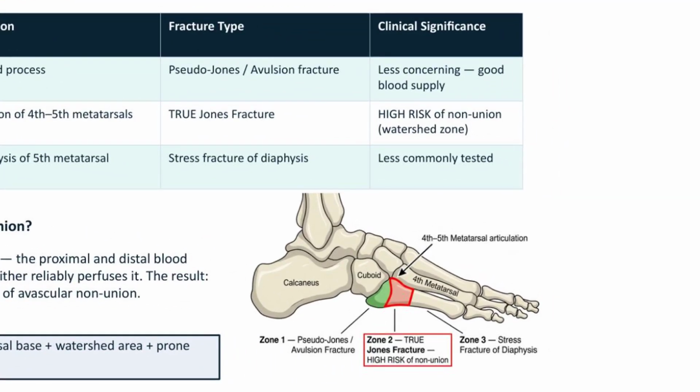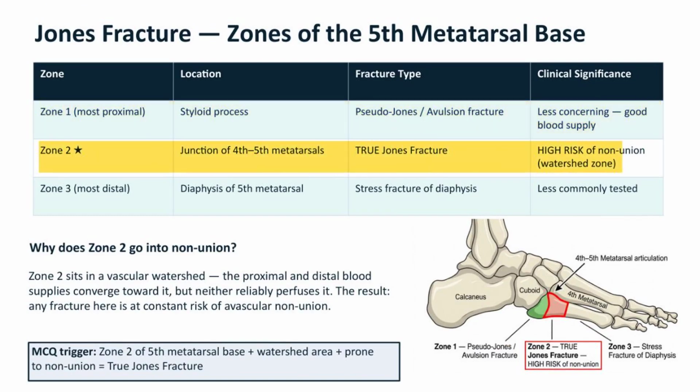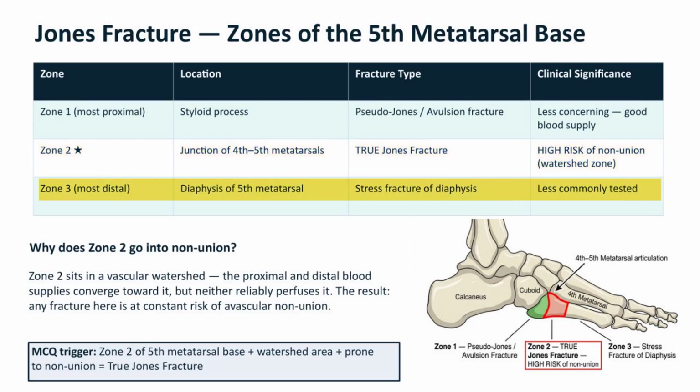Let's break down the zones. Zone 1, the most proximal zone, is a pseudo-Jones or avulsion fracture, and it is less concerning. Zone 2 is the true Jones fracture, and it carries a high risk of non-union. Zone 3, the most distal zone, is a stress fracture of the diaphysis, and it is less commonly asked.